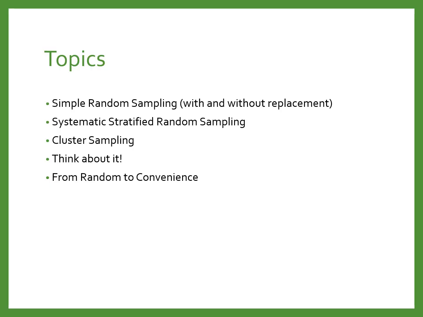So I'll give you an overview and some examples of simple random sampling with and without replacement, systematic, stratified random sampling, which is my personal favorite, and also cluster sampling. Then I'll give you an opportunity to think about it and answer some questions on your own. And then I will show you how sometimes we start off with the best of intentions and the most beautiful random sample, but in the end it turns into a convenient sample, which is what the next video will cover when we talk about convenient samples and non-probability sampling.